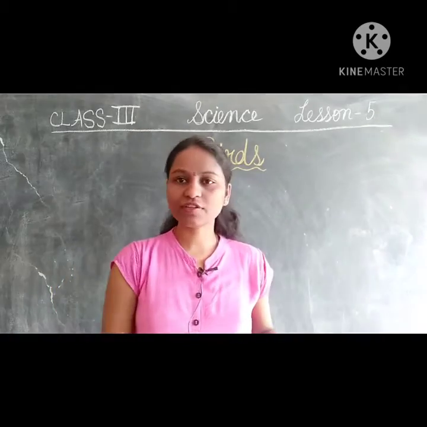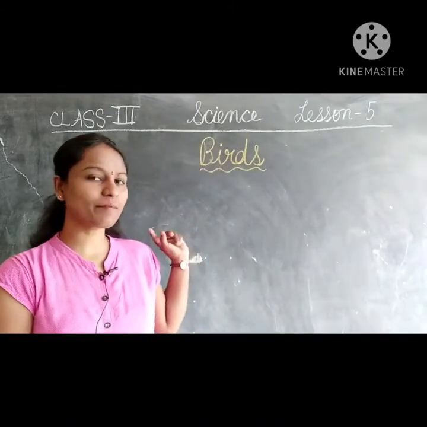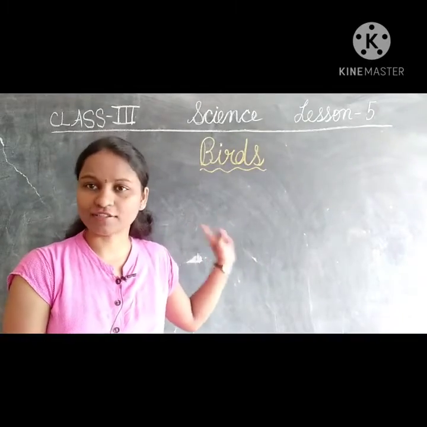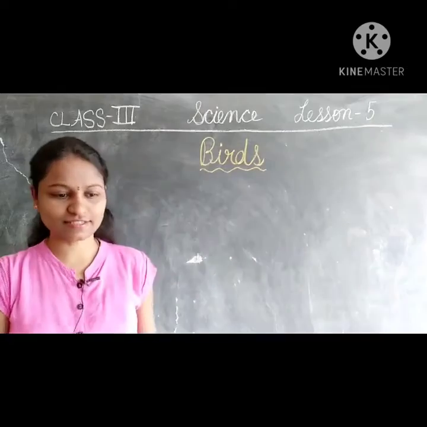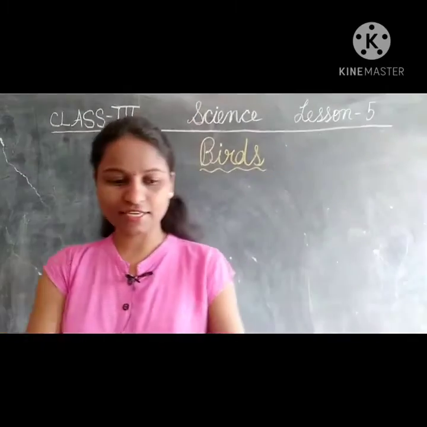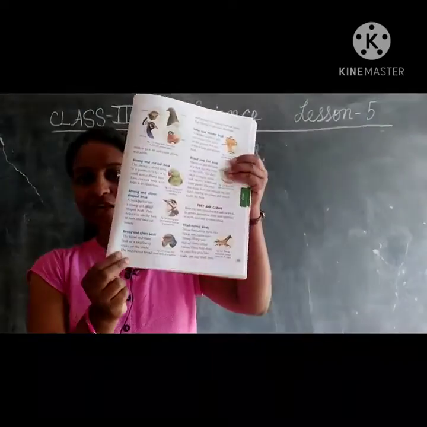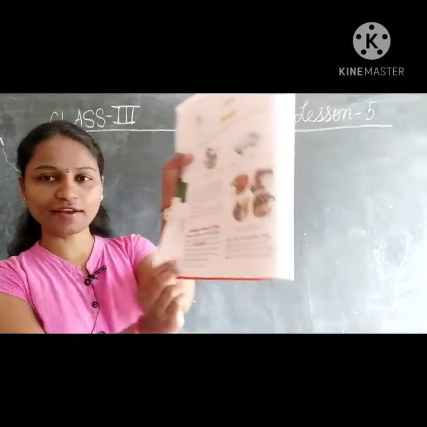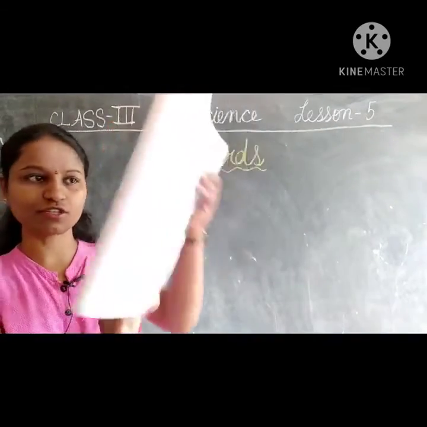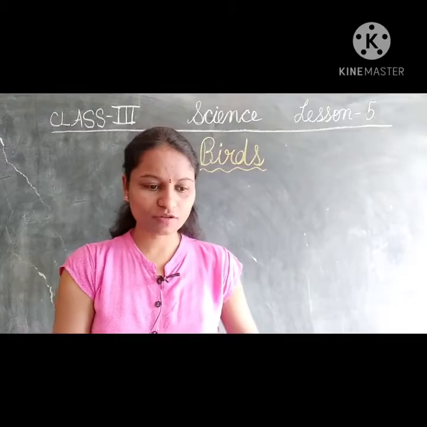So for the class 3 children, lesson number 5 is about the birds. That is in the science subject. As you can see, the page number is 184. 184 children. Here, about the birds.